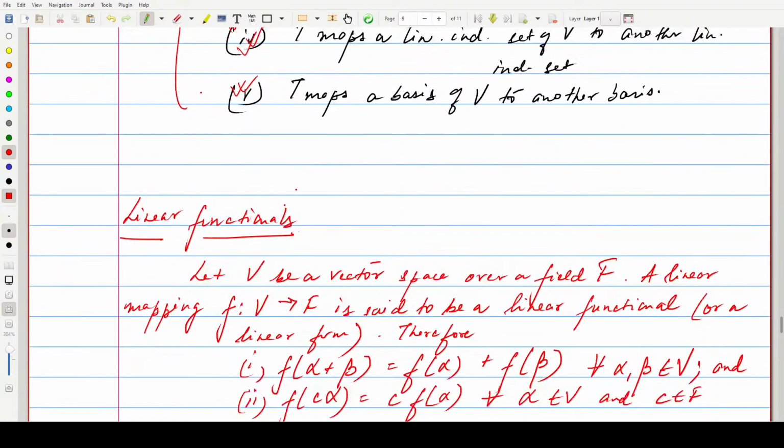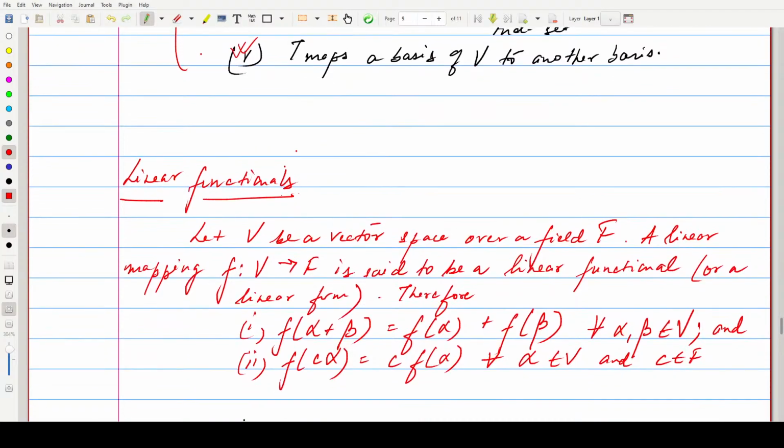Okay. So we're going to define something else. It's called a linear functional. So what's a linear functional? We've seen.